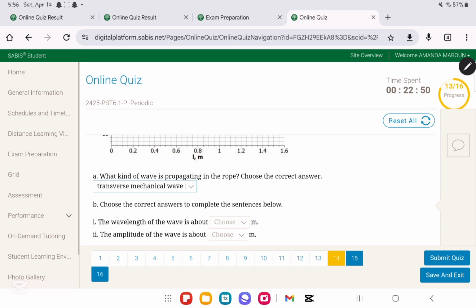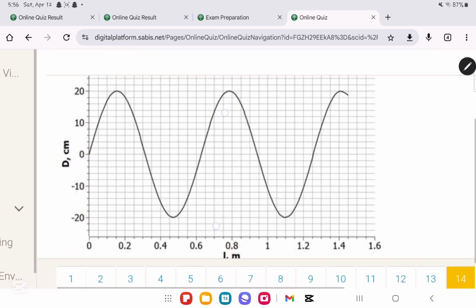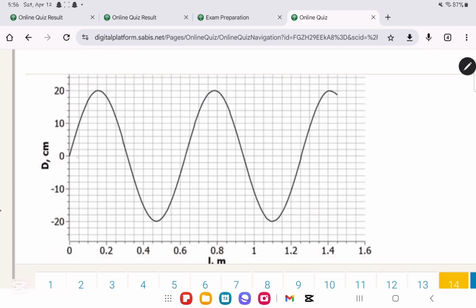We move on to part B. Choose the correct answer to complete the sentences below. The wavelength of the wave. Let us choose the wavelength together. You have many ways to find the wavelength. The first way is like this: you can take it from crest to crest, so from here till here, and you will calculate approximately the distance.